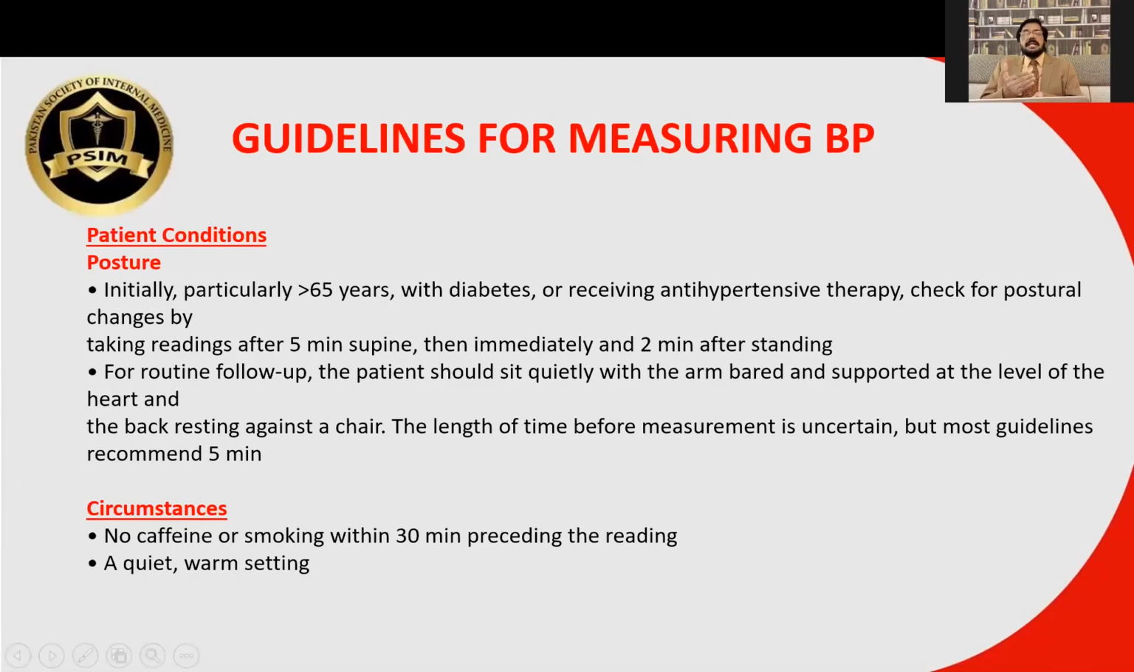So there are certain dimensions which can give you a normal pressure recording, or there are certain aspects and dimensions which can give you an error. So there are patient conditions, number one, posture. Initially, particularly in patients more than 65 years with diabetes who are receiving antihypertensive therapy, check for postural changes. I've talked about this now. So these are written in the guideline. Then taking the readings after 5 minutes, fine, then immediately and at 2 minutes after standing.